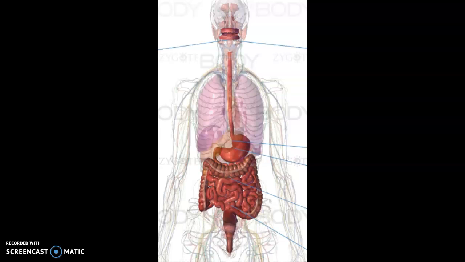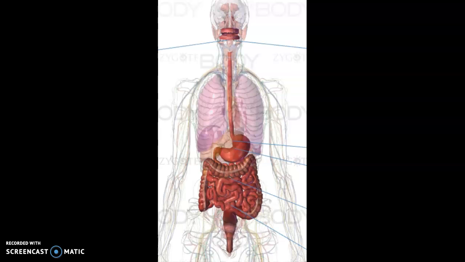One's the accessory organs, which are the teeth, tongue, salivary glands, the pancreas, liver, gallbladder. Those ones we're not covering today. We're going to instead cover the alimentary canal, which is also known as the gastrointestinal tract, GI tract for short, or simply the digestive tract.